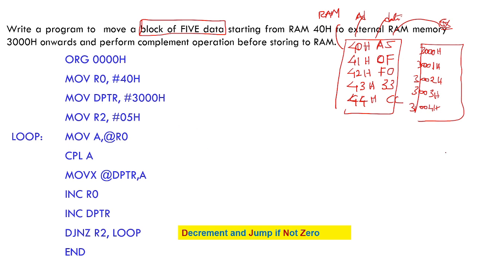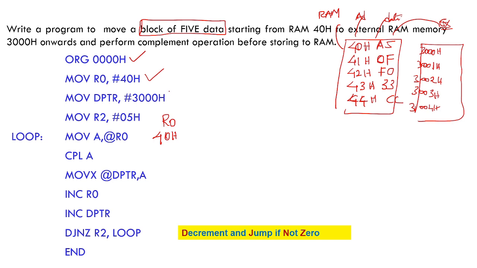I will put the table for easy understanding. So ORG is the starting address of the program. This is the starting instruction of the program: MOV R0, #40H. This hash determines the immediate value that I am transferring to R0. Let me put the table: R0 now holds the data 40H. Okay, this is the output after execution of the instruction.